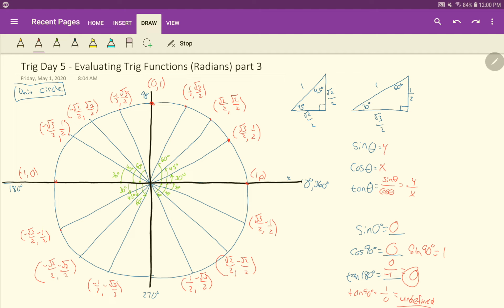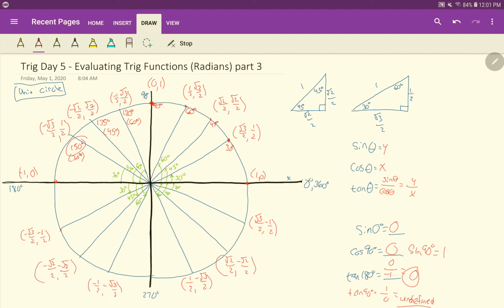So, for example, this is a 30 degree, this is a 45 degree, this is a 60 degree angle, this is 90 degrees, right? This is 120 degrees, but its reference angle is 60, right? This is 135 degrees, but its reference angle, its angle to the x-axis there, is 45. And this angle right here is 150 degrees, and its reference angle is 30 degrees, okay?